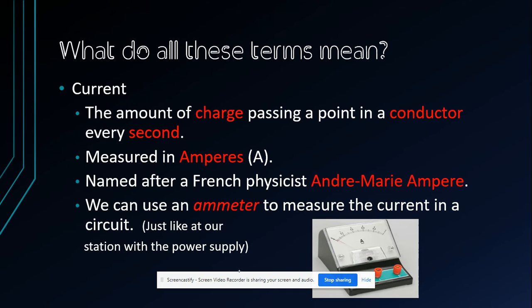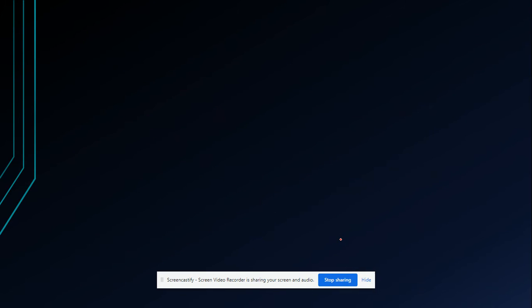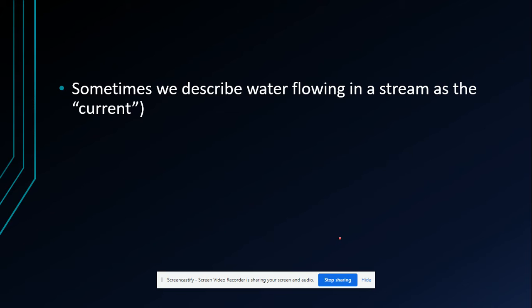We can use an ammeter to measure the current of a circuit, just like we did at our station with the power supply. And if we look here, this normally tells you if it's an ammeter or a voltmeter. If it was a voltmeter, it would have a little V here. And we have our different nodes connected on both sides, so the current can pass through it, and as it does so, the needle will tell us how many amps. So that's current.